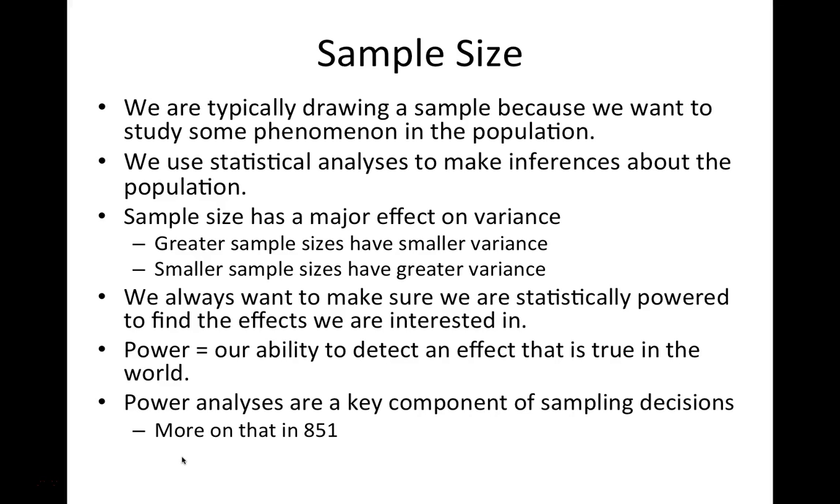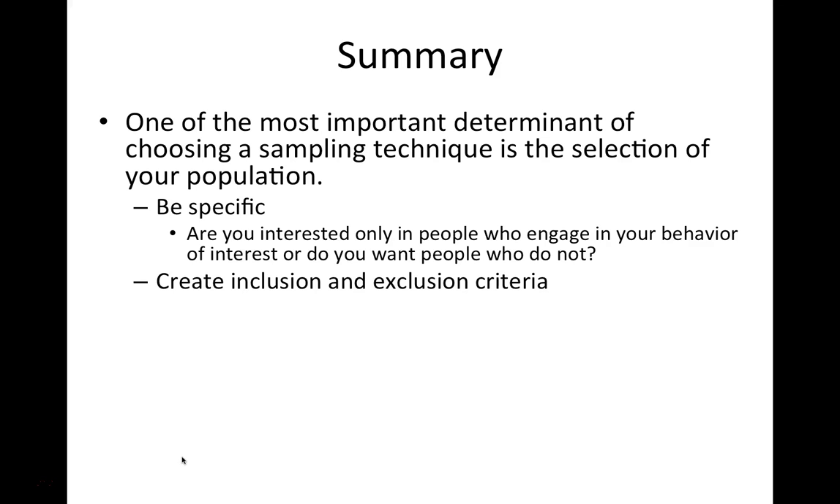And so power analyses are a key component of sampling decisions. Your book starts to hint at that a little bit when it's talking about the kinds of analyses that we're running. And so we won't get into that right now. We won't spend a ton of time on it, but I'll get into it a bit more in 851. The basic idea here is that we always want to make sure we have enough people to find what it is that we're looking for in the world. I won't say anything more about that right now. In summary, one of the most important determinants of choosing a sampling technique is the selection of your population.